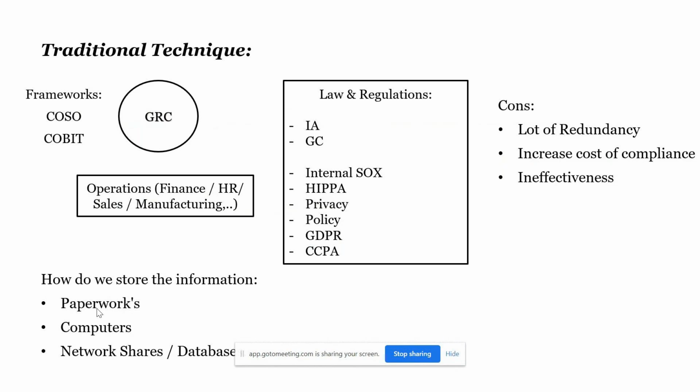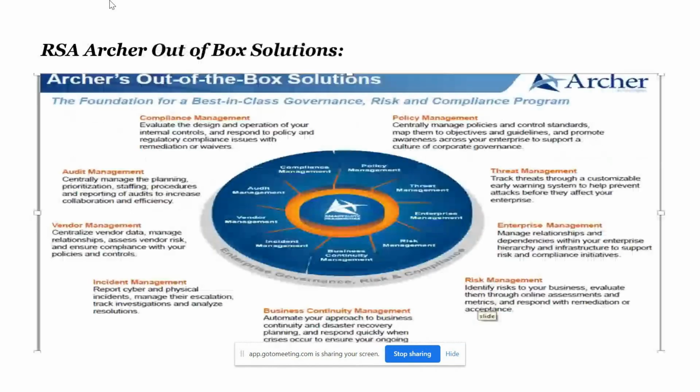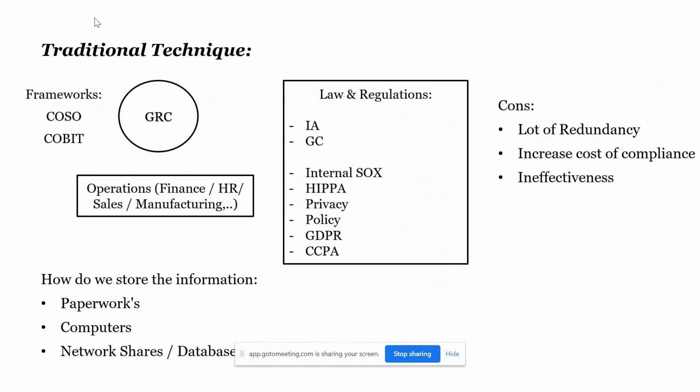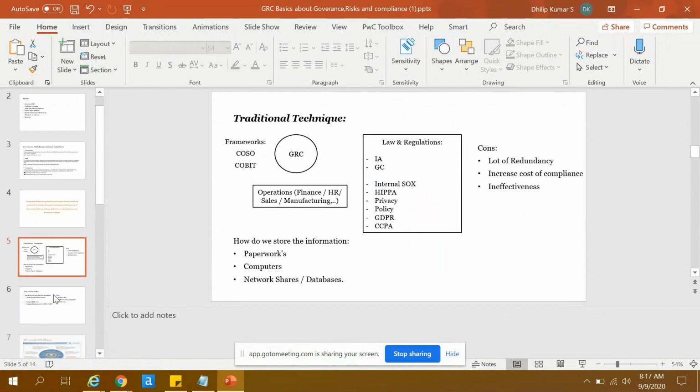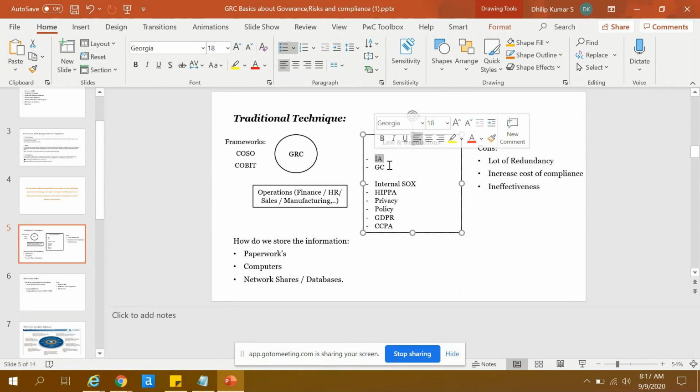Okay. So let's go back about 10 years. That time we didn't have that many regulations and laws. We had only internal audit and general counsel, the IA and GC. These are the oldest ones.